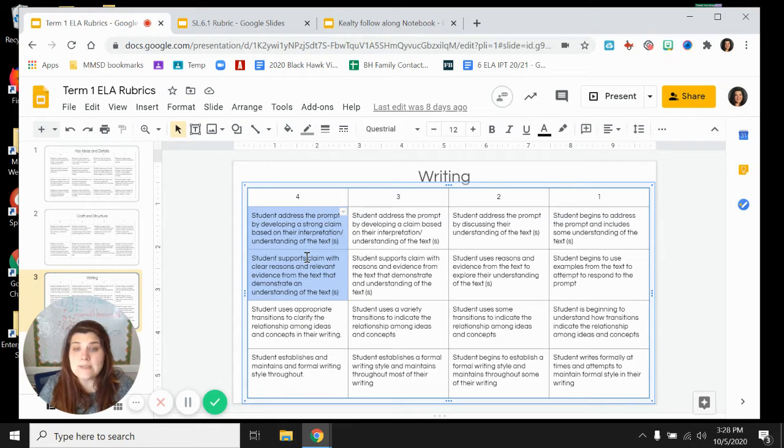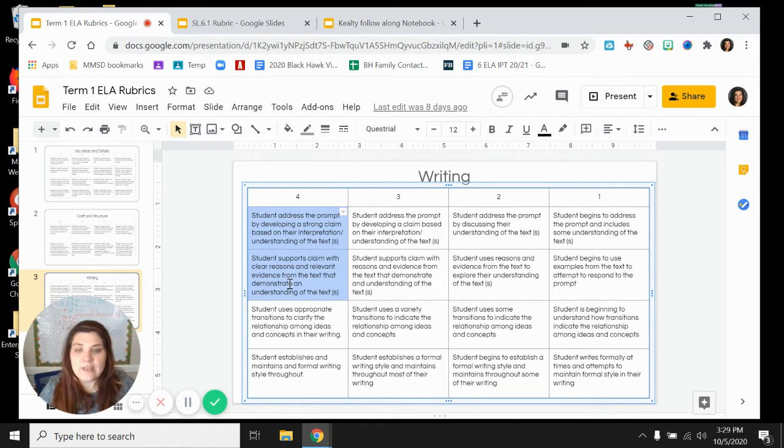Student addresses the prompt by developing a strong claim. So that's your idea, that's your answer. And you are creating that claim based on your understanding of the text. So if my claim was that Amy is embarrassed of her Chinese heritage, I need to support that and think about that based on the text. I can't just say, Amy loved being Chinese, it was so fun, without any sort of information from the text, without any sort of really strong interpretation from the text.